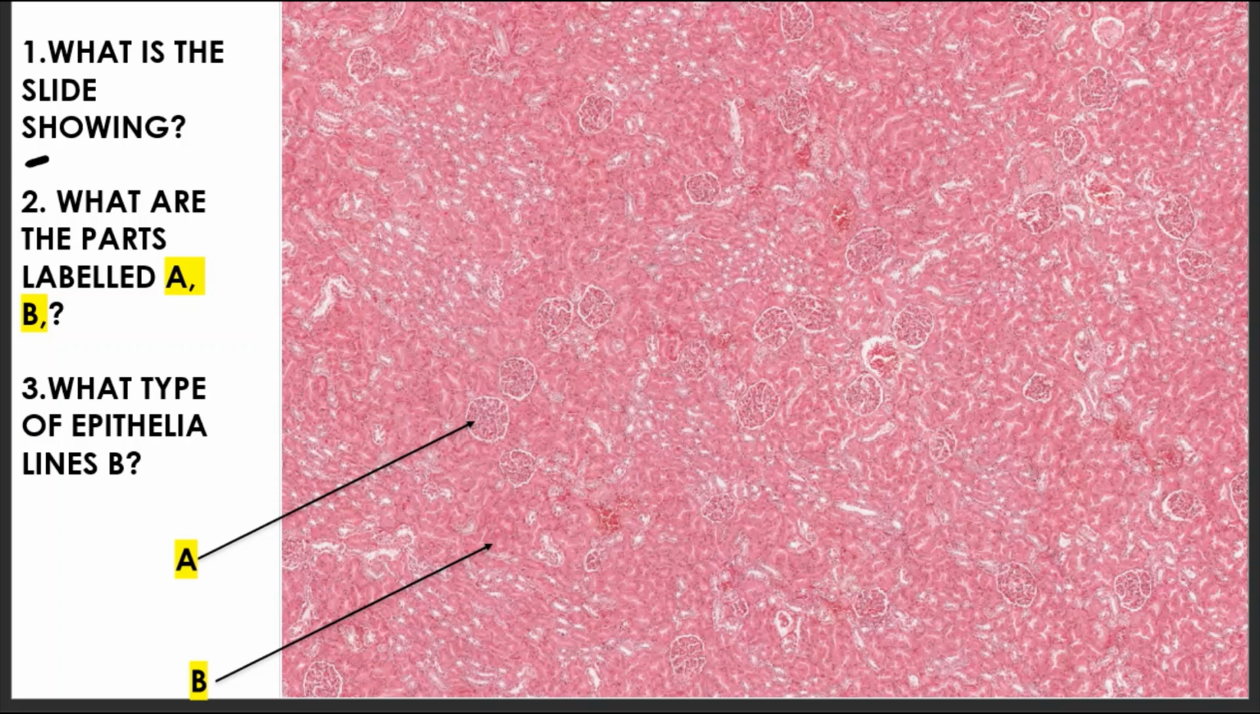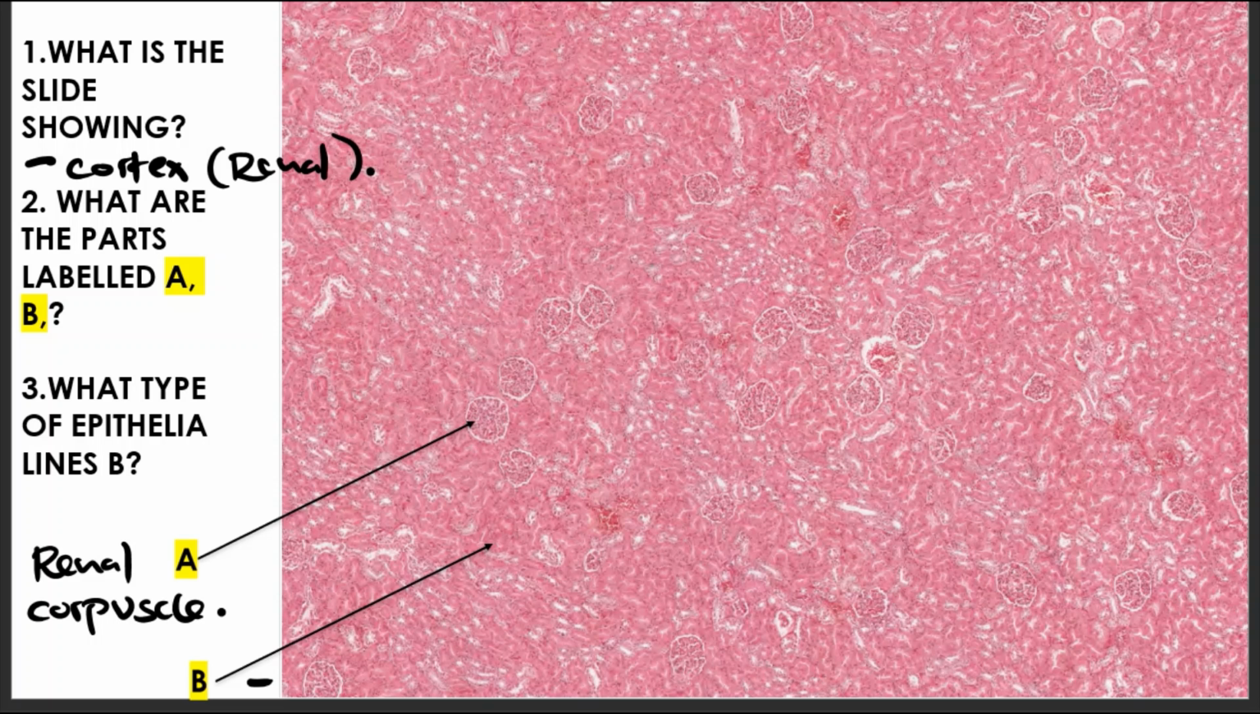What is this slide showing? This is the cortex of the kidney. So it's called renal cortex. The part labeled A, that is the renal corpuscle. B is simply the proximal convoluted tubule. The type of epithelia that surrounds the proximal convoluted tubule is the ciliated simple cuboidal epithelium. Ciliated simple cuboidal epithelium.